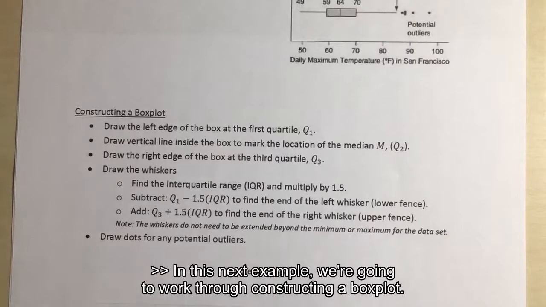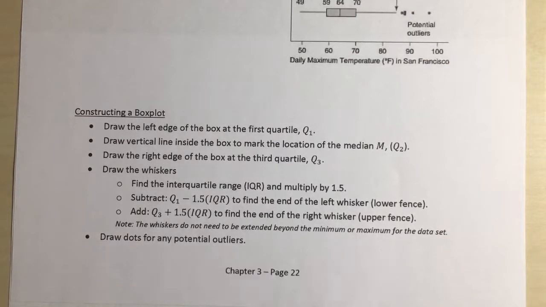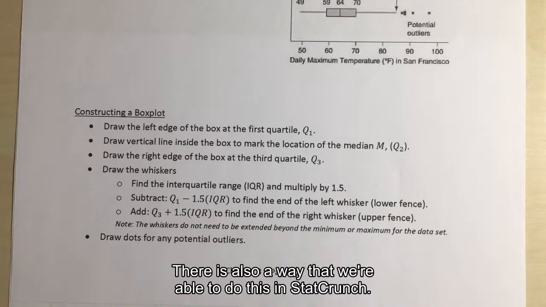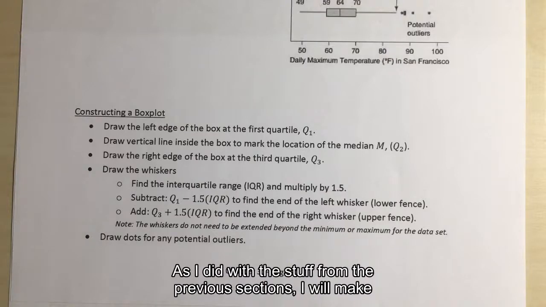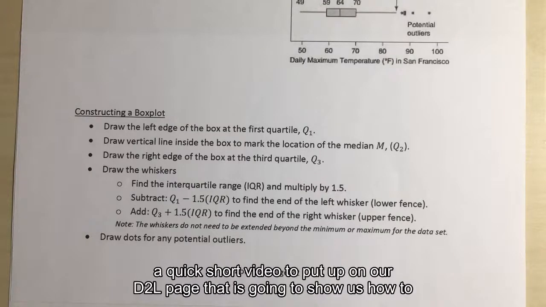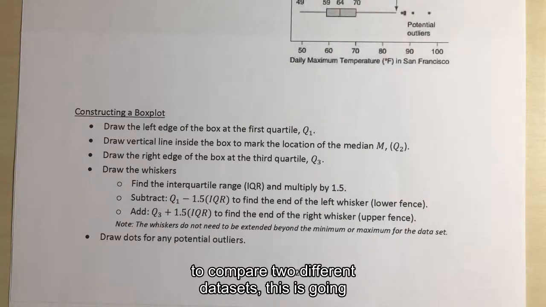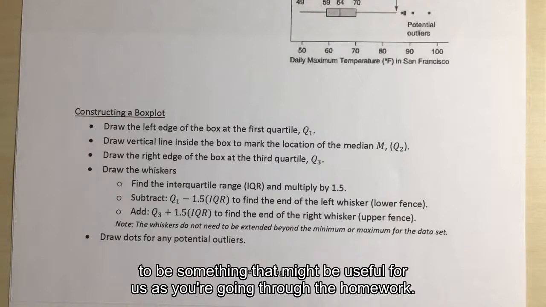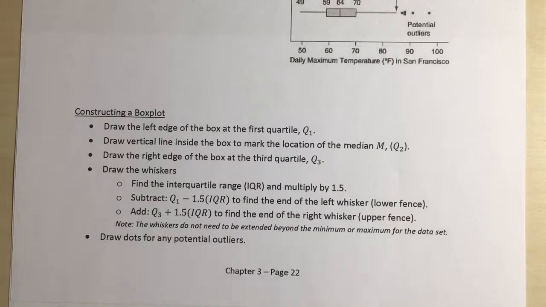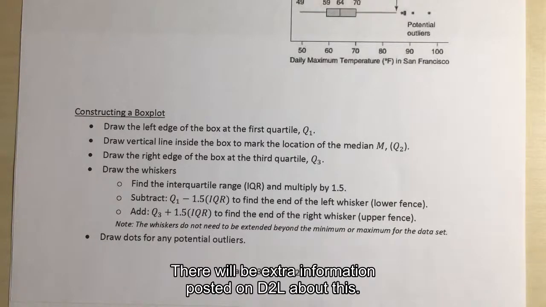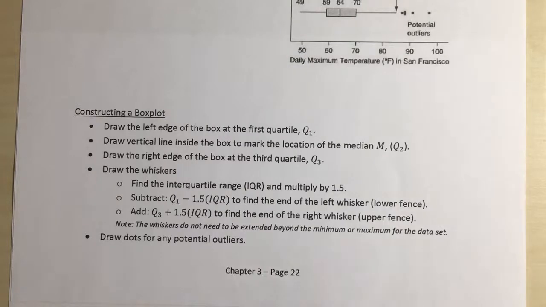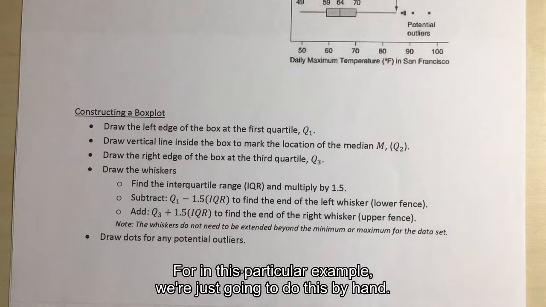In this next example, we're going to work through constructing a box plot, and we're going to do this by hand. There is also a way that we are able to do this in StatCrunch, and as I did with the stuff from the previous sections, I will make a quick short video to put up on our D2L page that is going to show us how to construct a box plot, especially if we're trying to compare two different data sets. This is going to be something that might be useful for us as you're going through the homework. So there will be extra information posted on D2L about this. But in this particular example, we're just going to do this by hand.